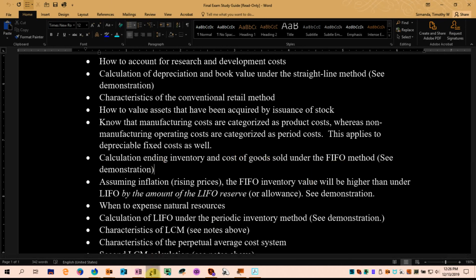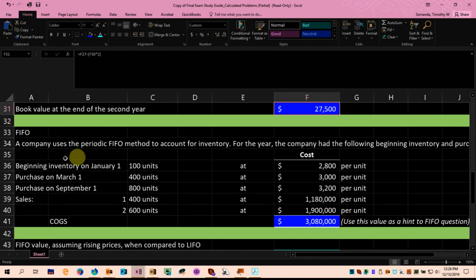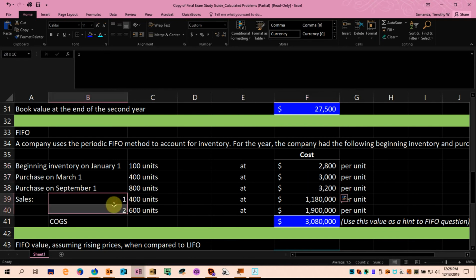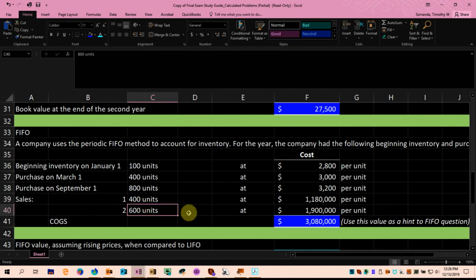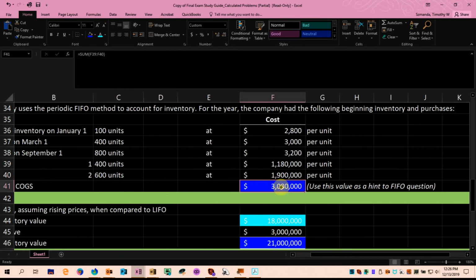Know the calculation of ending inventory and cost of goods sold under the first in, first out method. And I have a demonstration for that calculation as well. In this case, a company uses the periodic first in, first out method to account for inventory. I just repeated the data that was given. We had beginning inventory, we had 2 purchases, and the cost is listed to the right. And then we had sales, 2 of them. First we sold 400, next we sold 600. Using first in, first out under the periodic method, we just need to calculate the cost of goods sold for each of our sales.